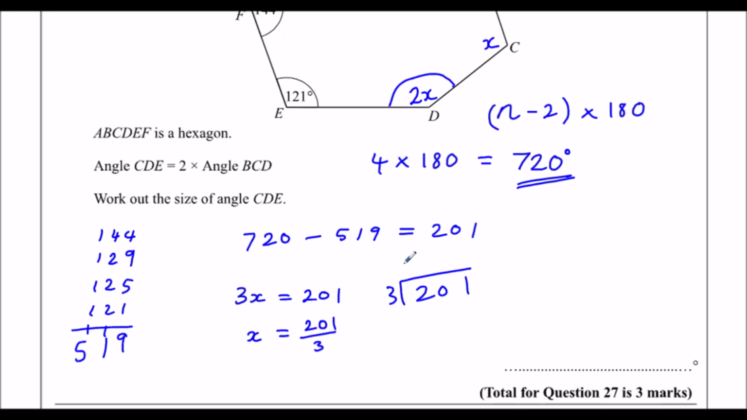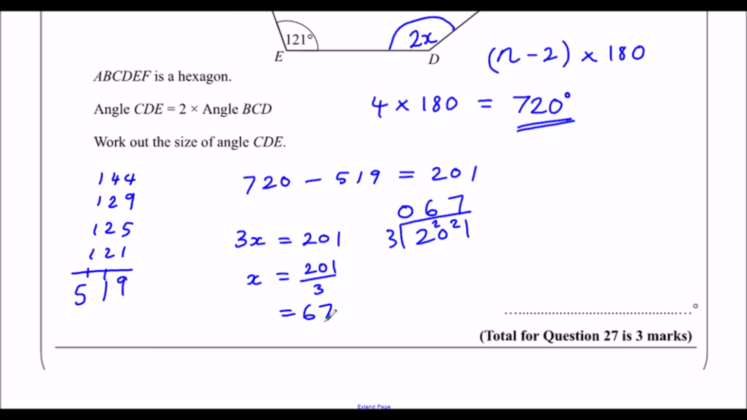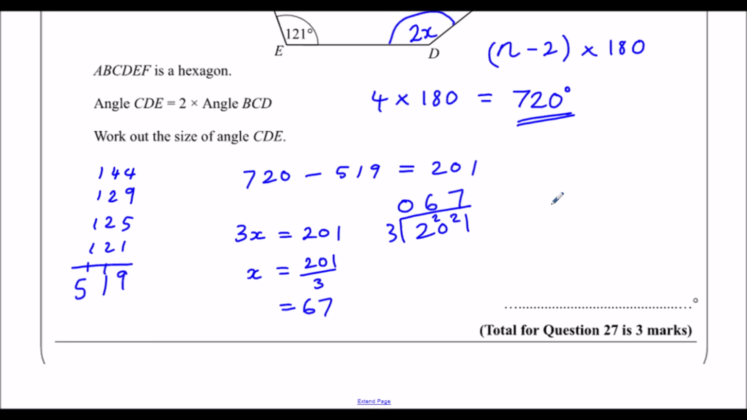So 3 doesn't go into 2. It goes into 26 times, which makes 18. So 2 to carry over. 3 goes into 21 7 times. So x is 67. But we want to know what 2x is. So 2 67s. 2 7s are 14. 2 6s are 12. Plus 1, 13. So our angle is 134 degrees.